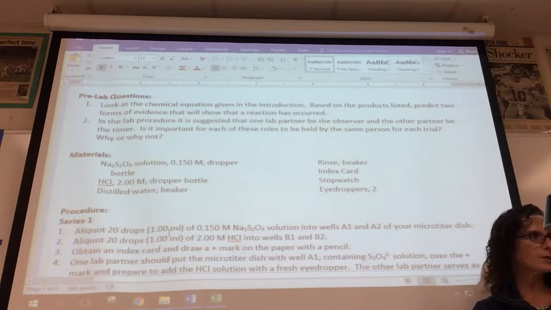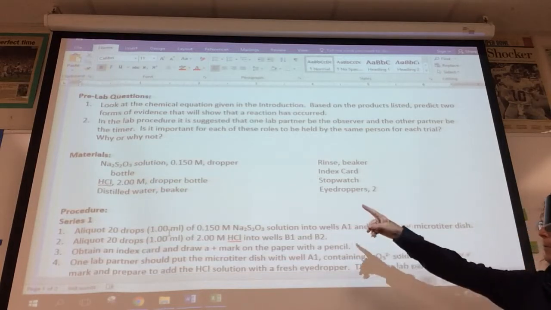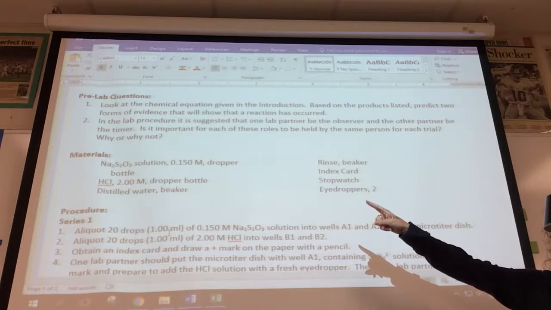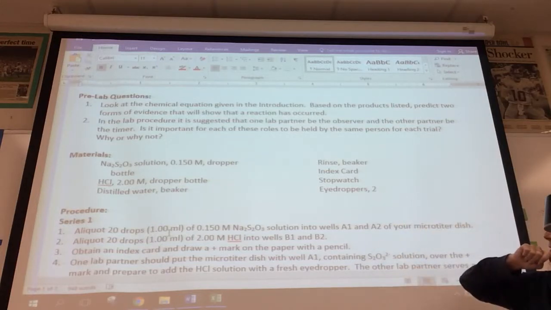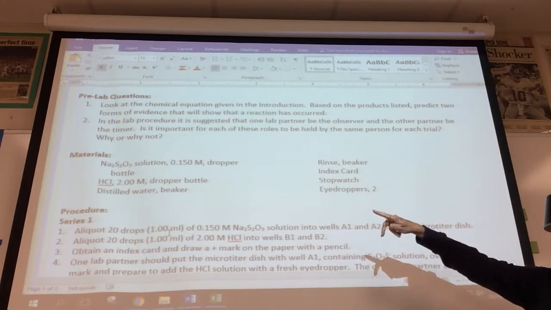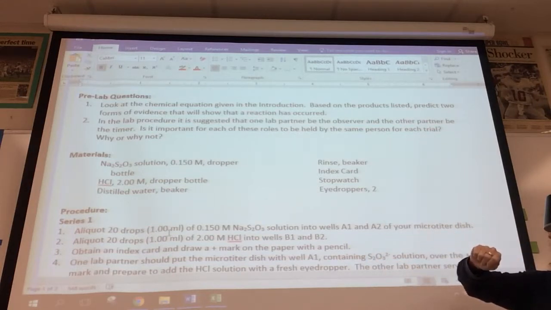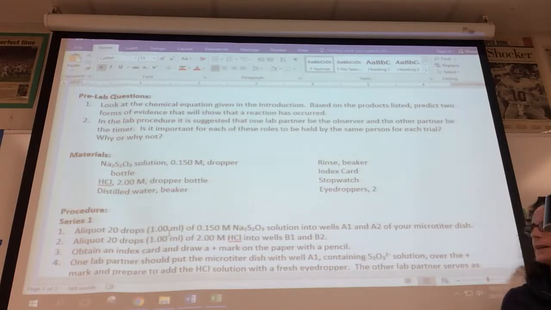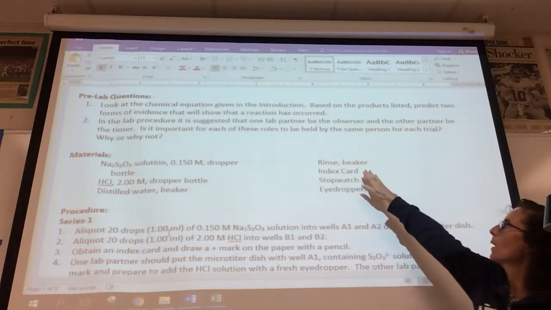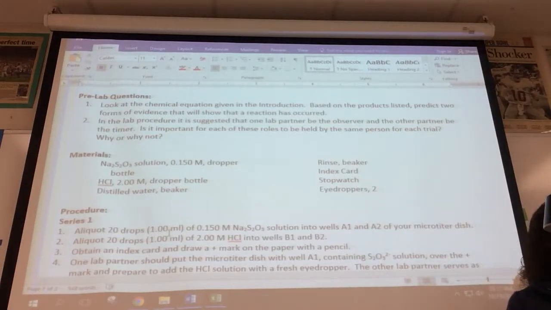The materials are at your bench top. You will find a dropper bottle of sodium thiosulfate. That's your thiosulfate ion. You know all group 1 containing compounds are water soluble. Concentrations on the bottle. You will have hydrochloric acid in dropper bottles, concentrations 2 molar. That's not that concentrated, but we don't want any burns, spills, etc. So the glove array is out. Pick your size. You have a rinse beaker that has tap water in it.